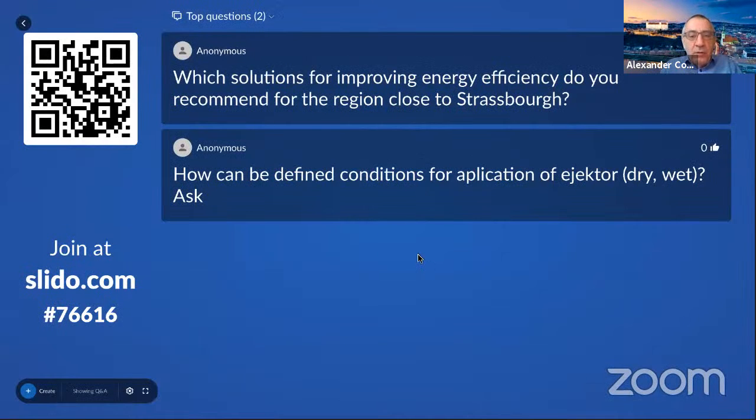Which simulation for improving energy efficiency do you recommend for the region close to Strasbourg?